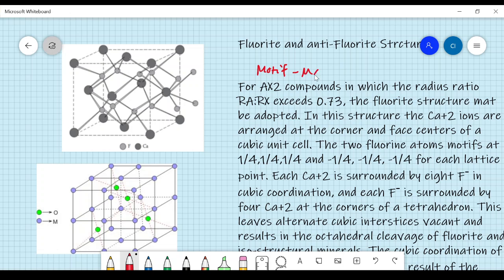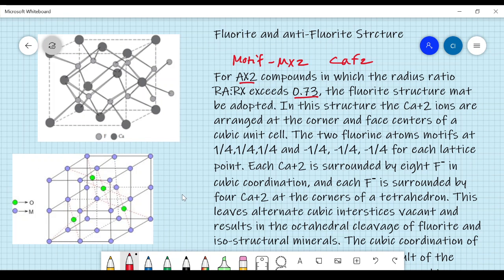So we have seen them in the form of MX2 type. For compounds of AX2 type, like for example calcium fluoride, the radius ratio exceeds 0.73. In the beginning itself you have seen how the radius ratio influences the structure. We have seen when you get CCP, cubic close packing, when you get BCC, and when you get TD, based on the value of this radius ratio. So if the radius ratio exceeds 0.73, the fluorite structure may be adopted.